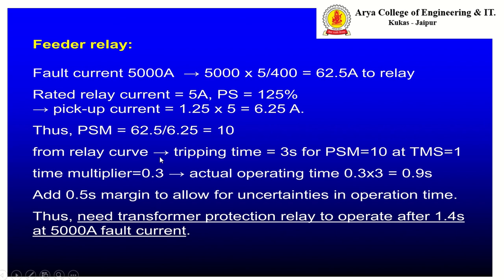As we see from the relay curve, the tripping time equals 3 seconds for plug setting multiplier equal to 10 at TMS equal to 1. Now the time multiplier is 0.3, so the actual operating time is 0.3 into 3 equals 0.9 second. Add a 0.5 second margin to allow for uncertainties in operating time. Thus, we need the transformer protection relay to operate after 1.4 second at 5000 ampere fault current.